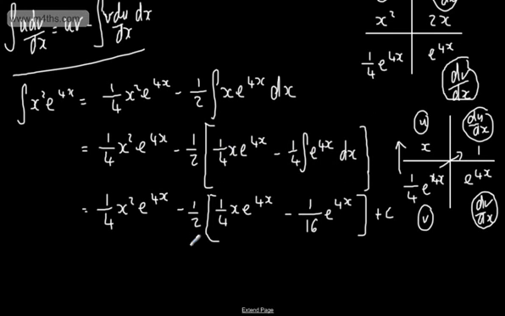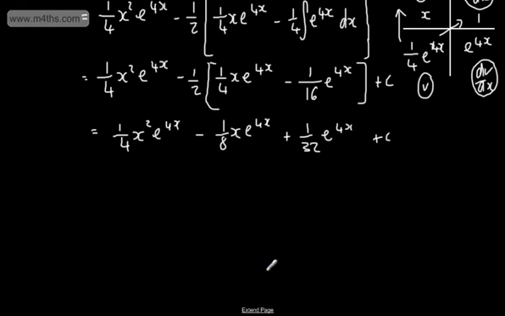So if I tidy this up, if I multiply this out, and you could, I suppose, factor it first. If I just multiply it out, 1/4 x squared e to the 4x minus 1 over 8 x e to the 4x plus 1 over 32 e to the 4x plus a constant of integration. So I've used by parts twice. Let's factor this. Let's take 1 over 32 e to the 4x out. That's going to leave me now here 8x squared minus 4x plus 1 plus a constant.